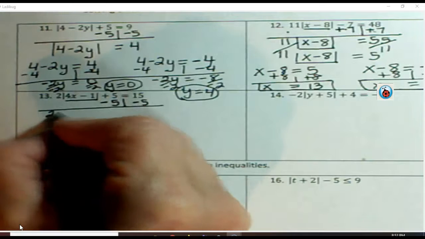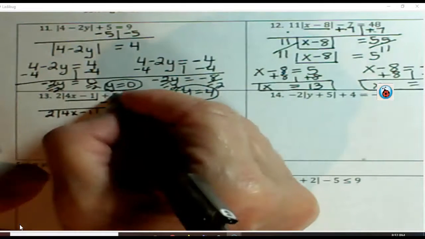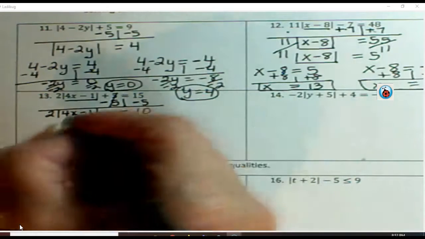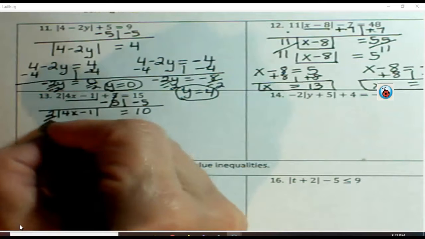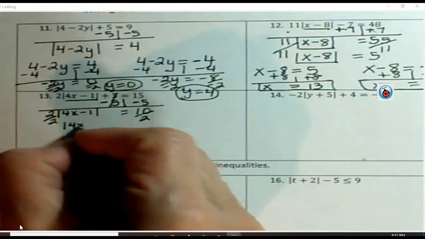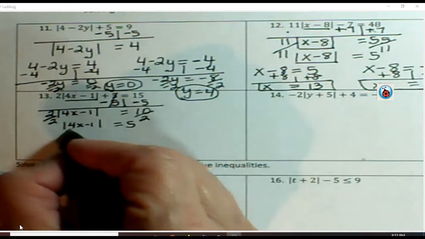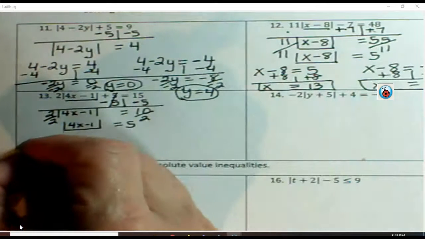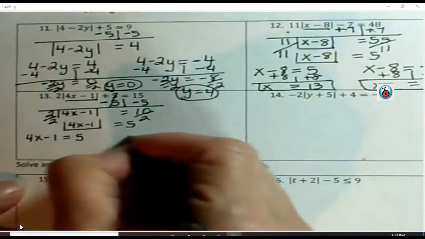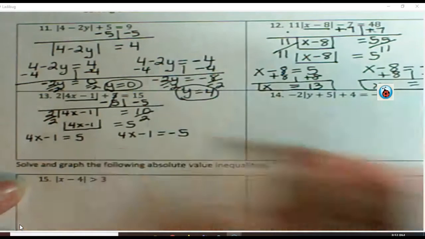So you have 2 times the absolute value of 4x minus 1. Close your absolute value. There goes the 5s. 15 minus 5 is 10. Okay, we've got to divide by 2. And you get the absolute value of 4x minus 1 is equal to 5. Now my absolute value bar is by itself. So I'm going to do 4x minus 1 equals 5. And 4x minus 1 equals a negative 5.